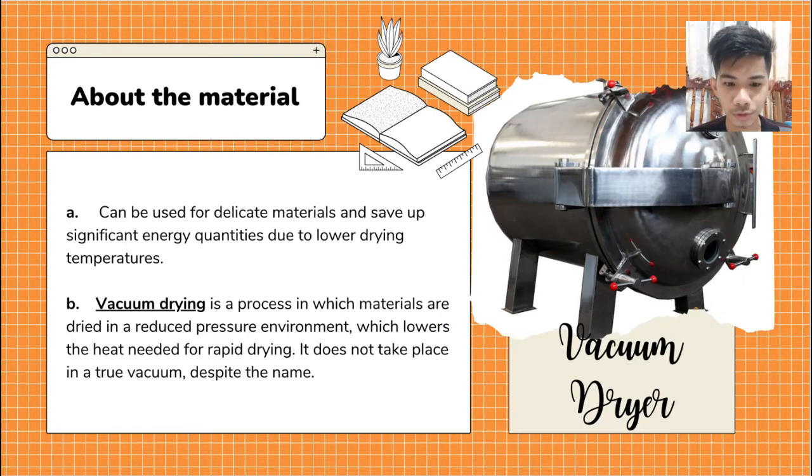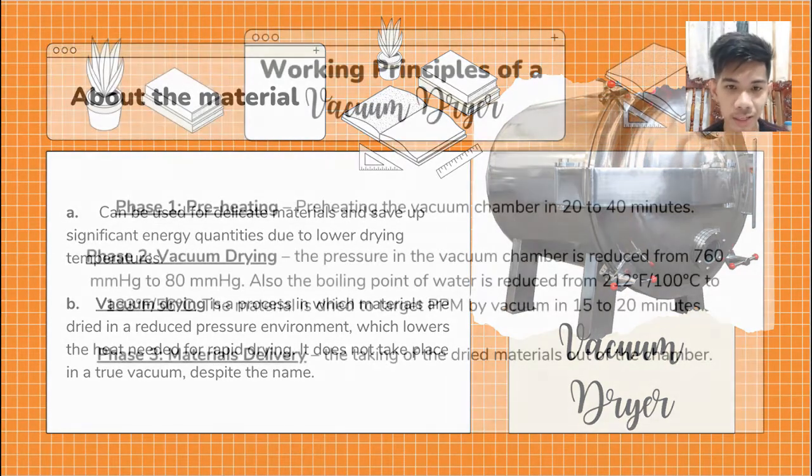Vacuum dryer can be used for delicate materials and save significant energy quantities due to lower drying temperatures. Vacuum drying is a process in which materials are dried in a reduced pressure environment, which lowers the heat needed for rapid drying. It does not take place in a true vacuum despite the name.